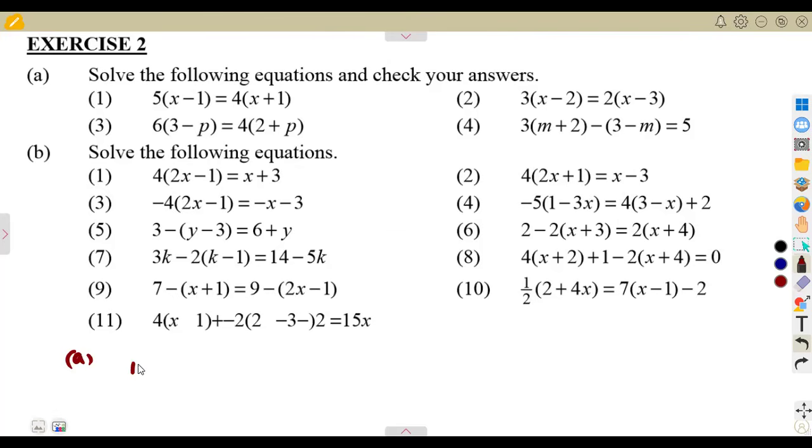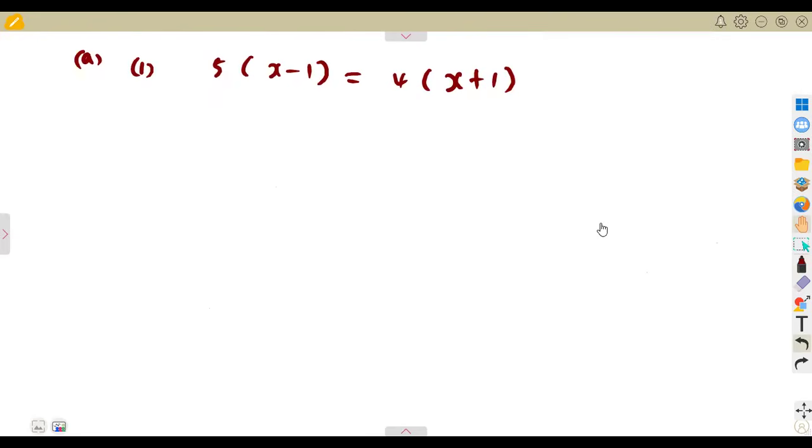Like what you're given on question number 1 of A, this is 5 into the bracket of x minus 1, which is equal to 4 into the bracket of x plus 1. So how do we solve this equation? They are brackets this time. So what I need is to expand the brackets, just like what we did in normal algebraic expressions. 5 is the one expanding this bracket. 4 is the one expanding this bracket.